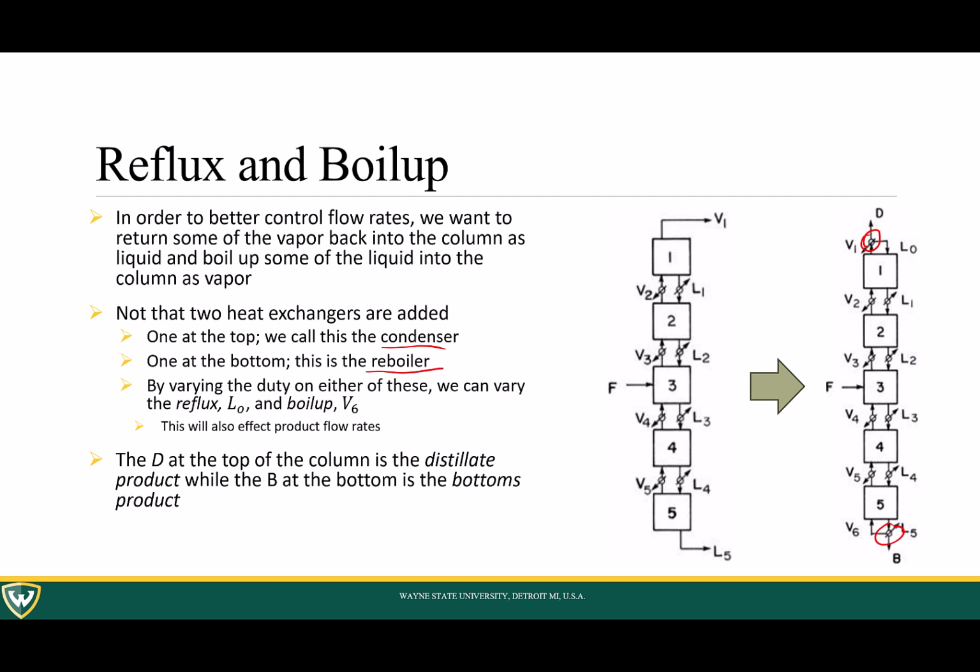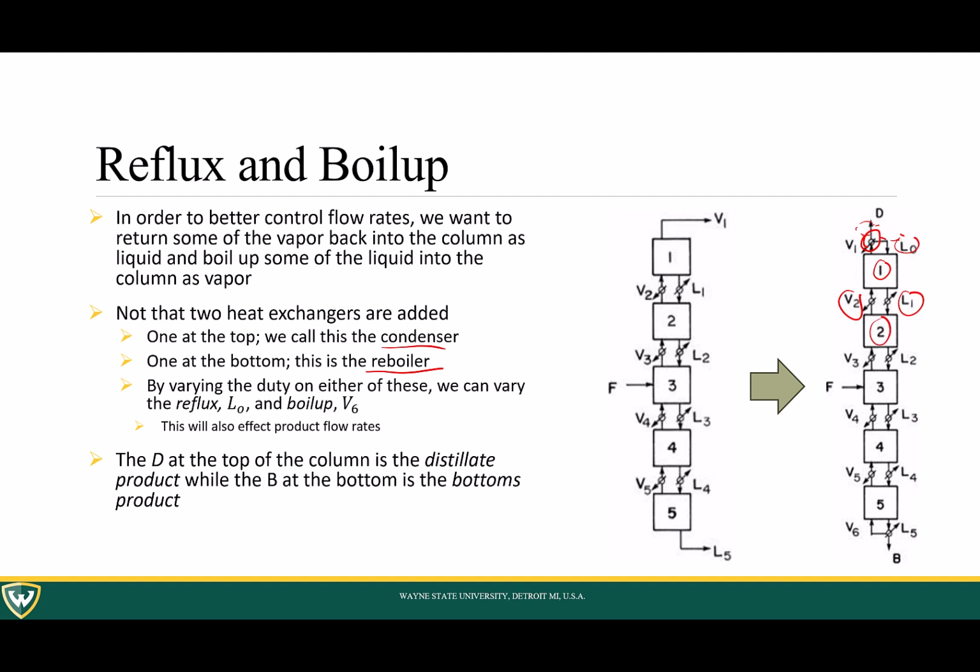You can vary the duty, or the energy required, on either one of these, which will vary the amount of reflux, which is L0, or our boil up, which we call V6. Depending on how many stages we have, this can be just Vm, right? For the sake of this example in this diagram, we're going to assume 6 equilibrium stages. This will also affect the product flow rates. A little bit of notation here: we have L0 because it's coming from the 0th stage. There's no stage above it, so that's why we call it L0. This is L1 because it's coming from the first stage. This is V2 because it's coming from the second.